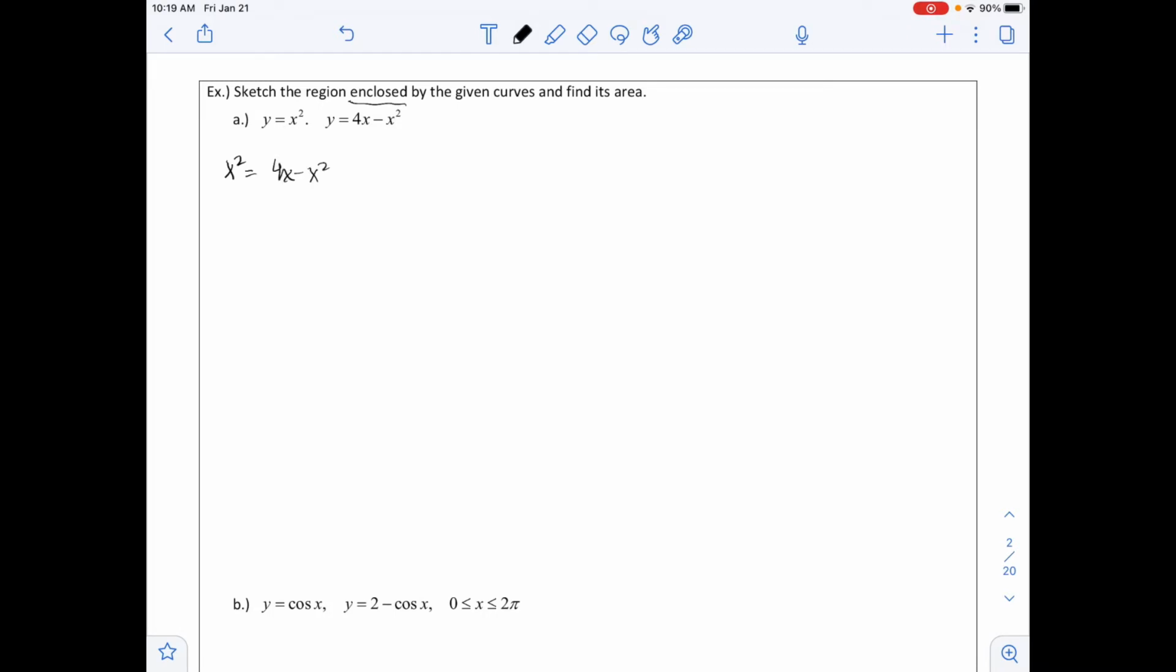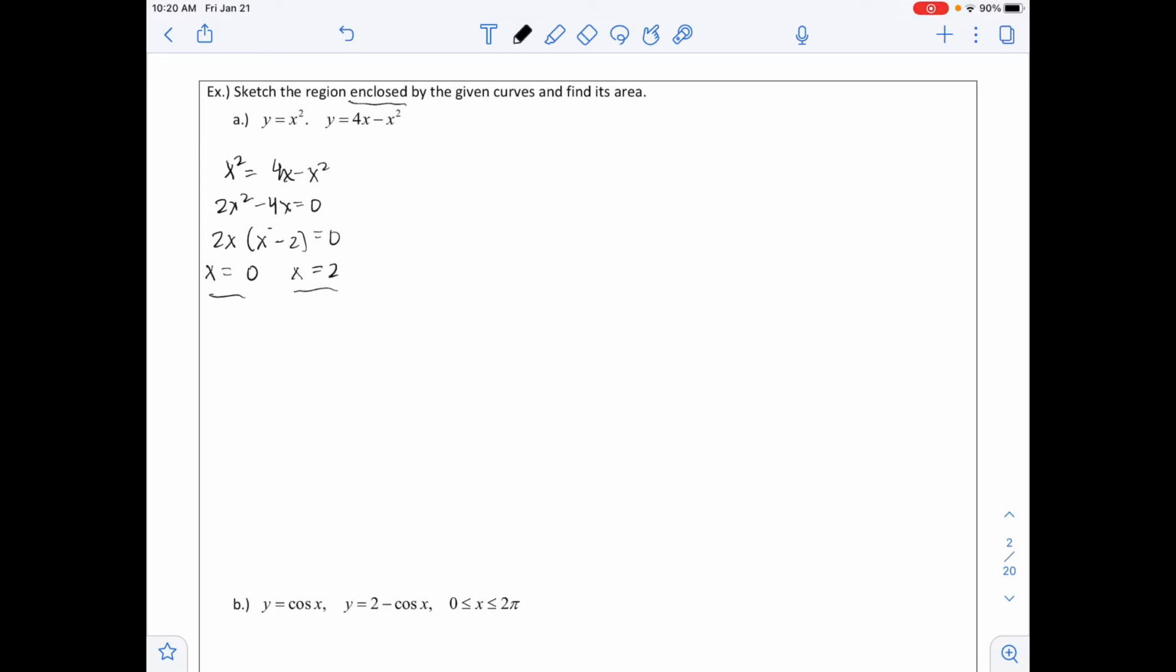And we're going to move everything over to one side and then solve this. So we get 2x squared minus 4x would be equal to 0. Factoring out a 2 and an x, we get x minus 2 equals 0. So our values are going to be at 0 and at 2, where this equation would be equal to 0. And so this again is our a value and our b value.